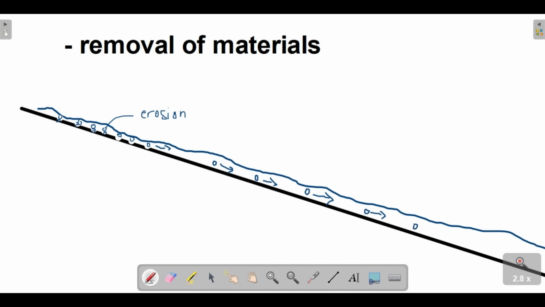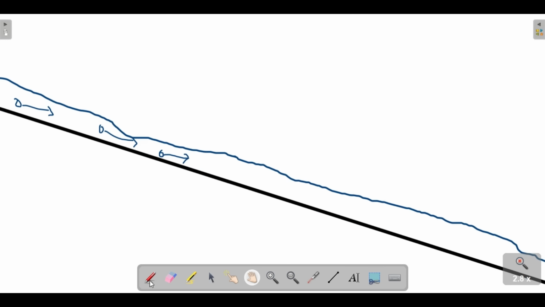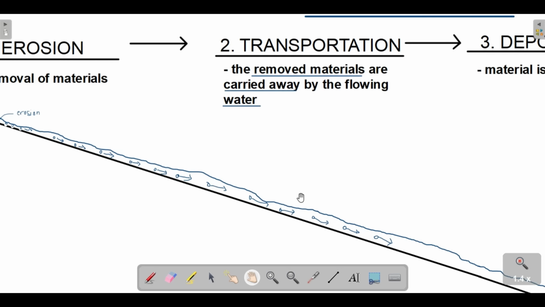In this way, they are being transported. So we see transportation, that's the second step. We see transportation of this removed material, which means that it is basically carried away with the flowing water, heading to where the flowing water is heading towards. Right, so that's the second step, transportation of this eroded material.